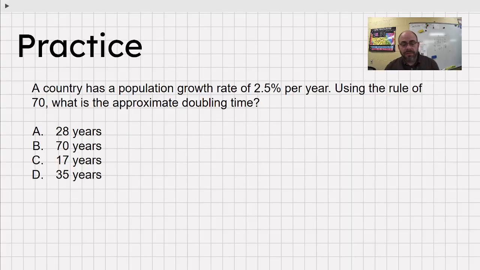This is the Rule of 70 again, just a little practice for us. A country has a population growth of 2.5 percent per year. Using the Rule of 70, what is the approximate doubling time? We're going to divide 70 by 2.5, and we're going to get 28. A is the correct answer.